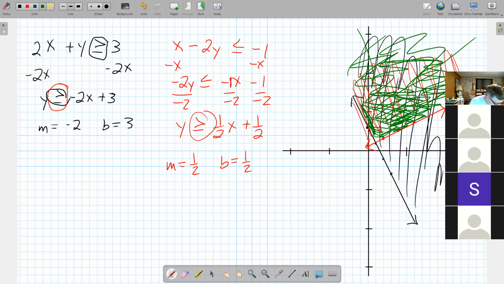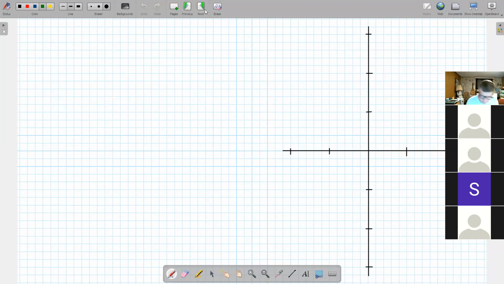Okay. Let's see here. Let me do a new one. And let's see, we're going to go back to black here, and we've got x minus y less than or equal to 6, and then in red, x plus 2y less than or equal to 6.